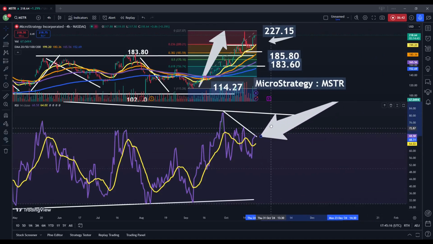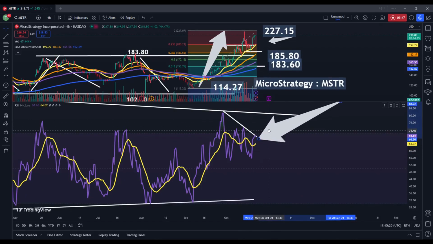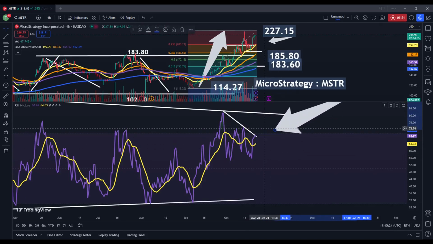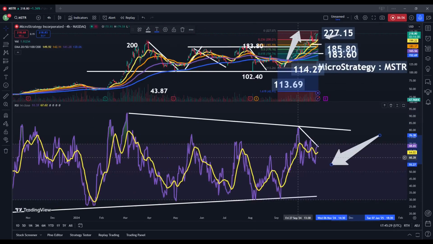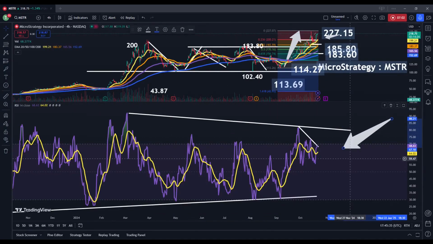As you can see here, this purple line, that's the relative strength index, is starting to move into this white line, which is the momentum trend line. And if we do break above here, then we can invalidate this downtrend in momentum. That's the shorter term reading. The longer term reading here does still remain intact, however.